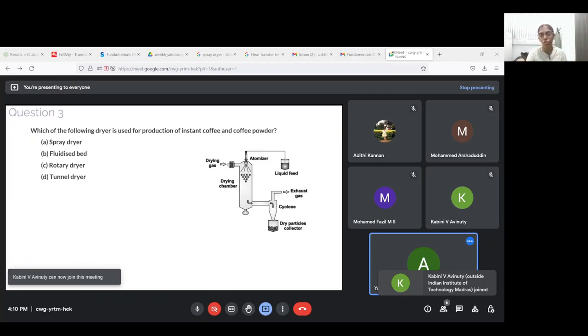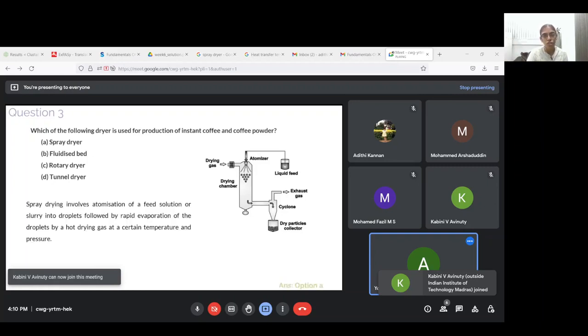And as it passes through the cylinder, you will also pass in the drying gas, and you will dry the system. Whereas in case of a tunnel dryer, there will be a very long tunnel, and then like a conveyor belt, where you will place all your products, and it will dry from one end to the other end. So generally all milk products and everything, you go for spray dryer because you want very fine particles for your final storage.